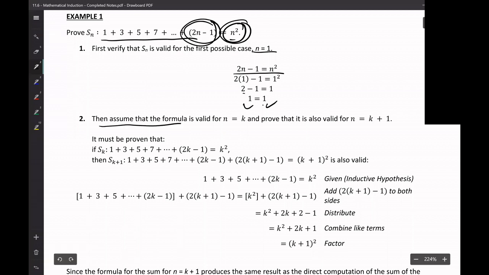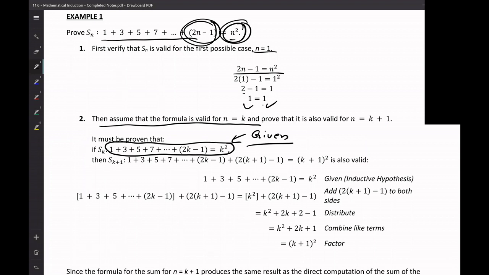Then assume that the formula is valid for n equals k. So assume that the kth term is true, that the formula is true. If I plug in k for n, I get this expression here. So this is me assuming it's true. I'm taking this as given. If you remember the given pieces of a proof, this is what our given would be. We're assuming it, so it's given for us.